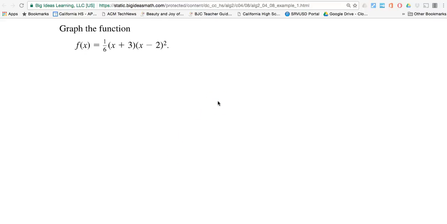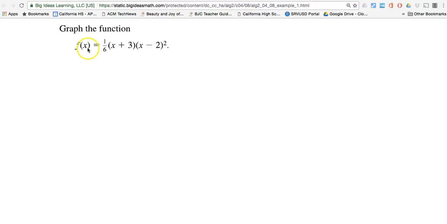All right, in this first example in section 4.8, we are looking at how to graph a polynomial. Now, we want to think about all of the different behavior and the different information that we've learned about polynomials so far. We've researched and looked at the end behavior for polynomials, so we know how to see what our graph does as it gets further and further away from the origin.